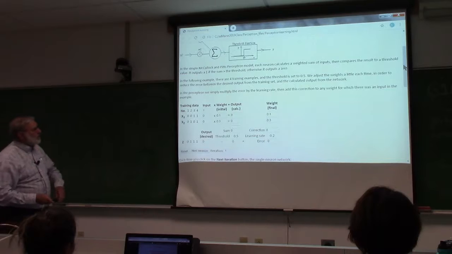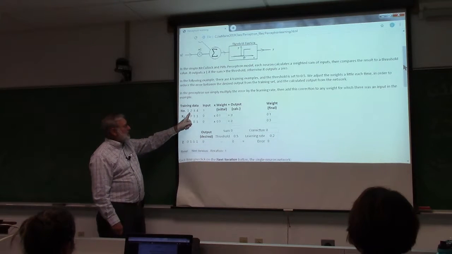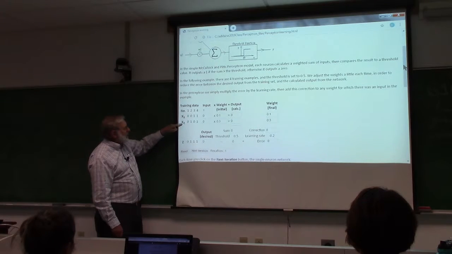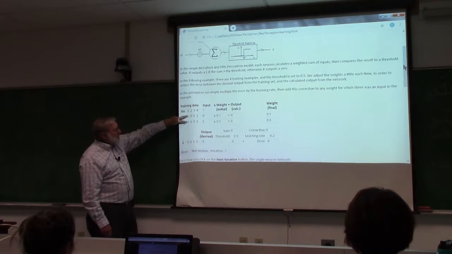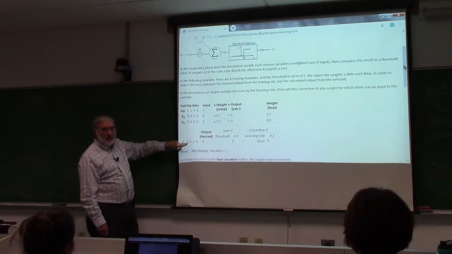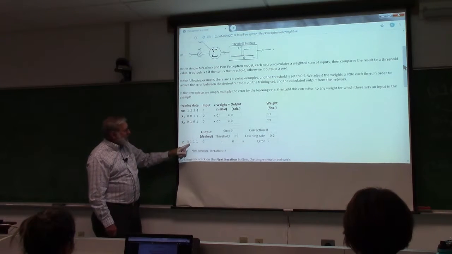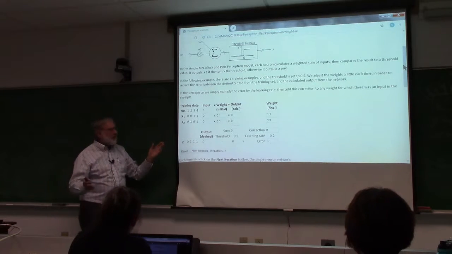Okay, so we have a training set. We have 4 different sets of data. Our first input is either 0 or 1. The second input is 0 or 1. And then the answer we want is if both inputs are 0, we want to get a 0 out. If either input or both are 1, then we want to get a 1 for output. So that's our whole training set.